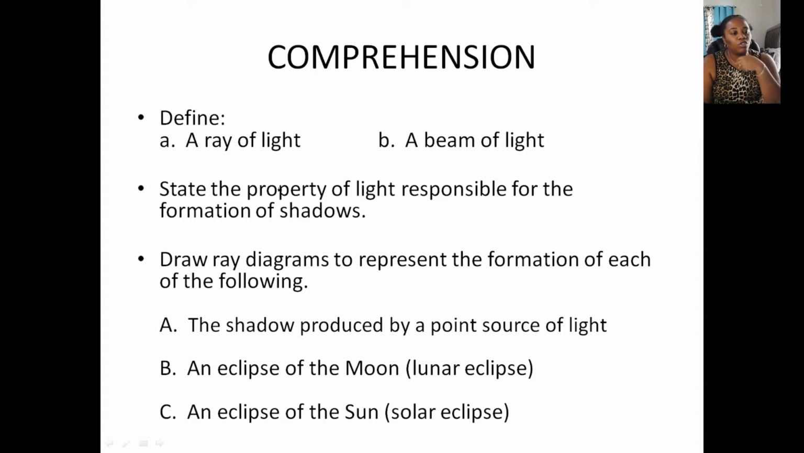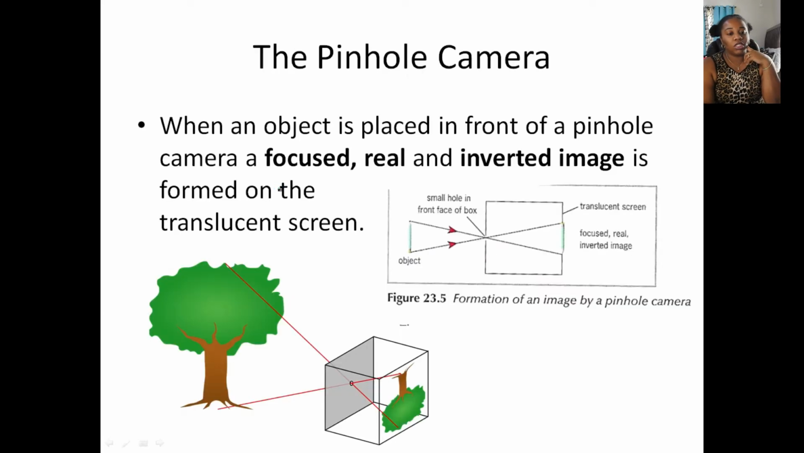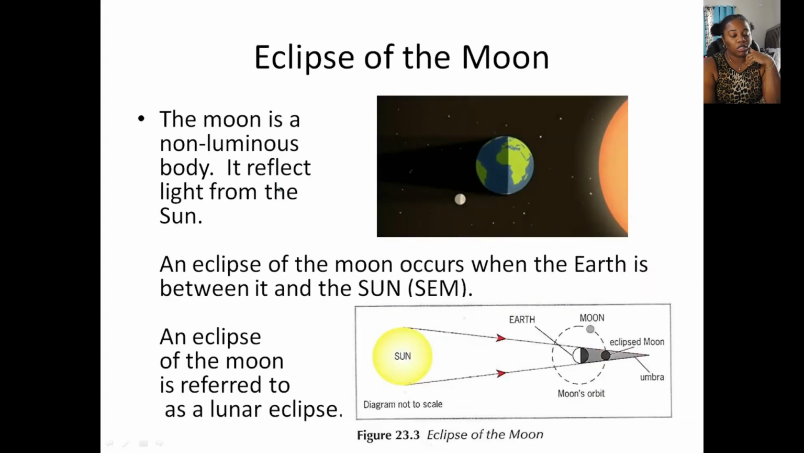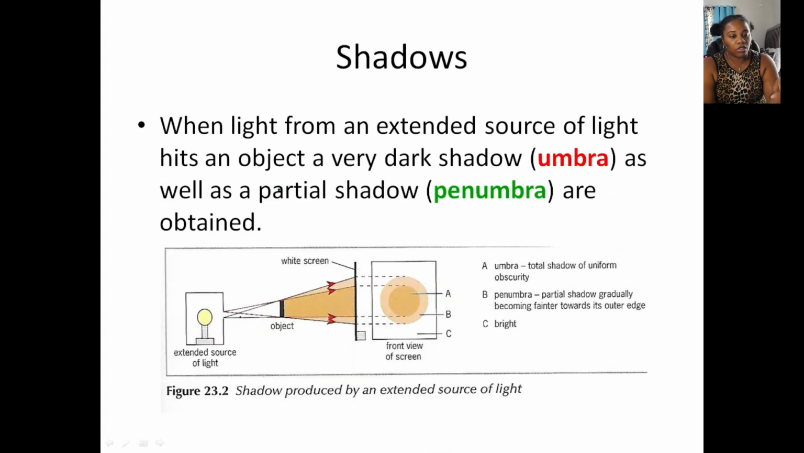So draw ray diagrams to represent the formation of each of the following: the shadow produced by a point source of light, an eclipse of the moon, and an eclipse of the sun. So these are things you can actually do. You just go back in the notes and you draw the angles here.